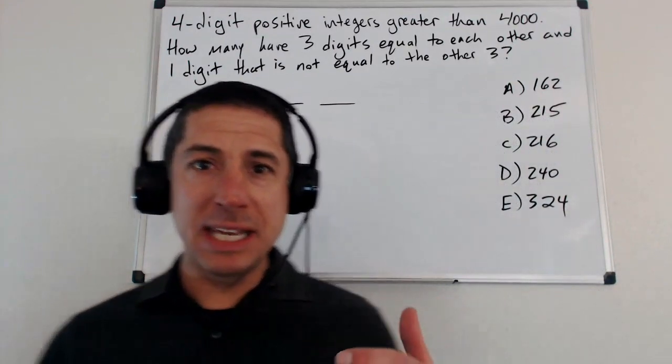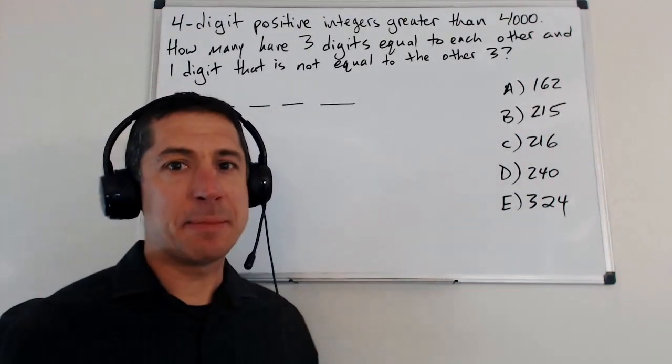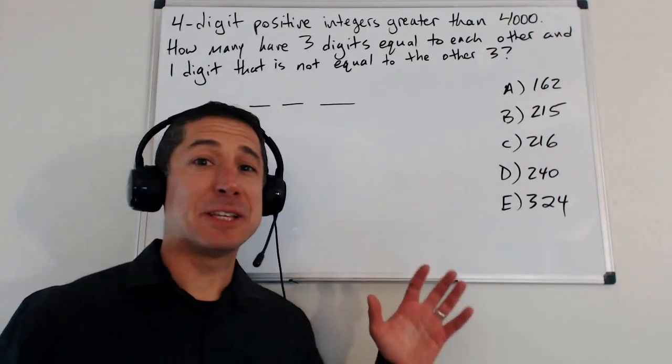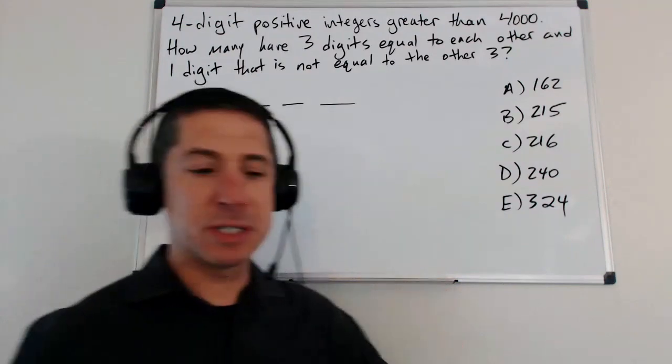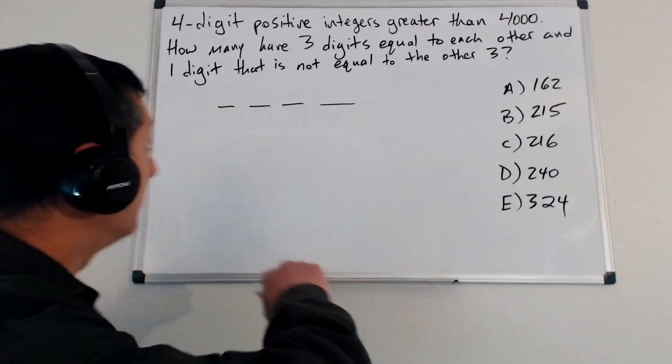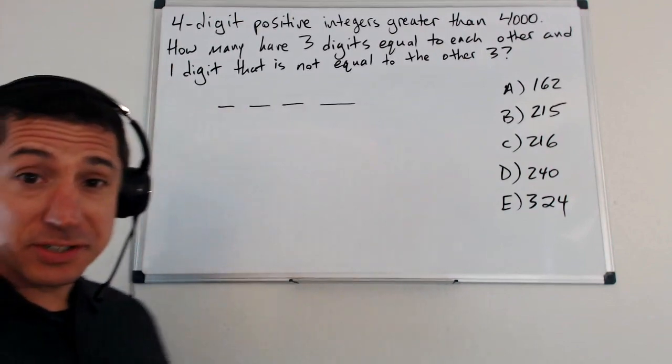The kind of thinking you need for really, really hard ones, sure, absolutely embedded in here. But don't memorize the steps on this particular one. That's not going to help you. It's just the thought process we're trying to build over time if you're trying to get these super tough ones right. Okay. Four-digit positive integers greater than 4,000.